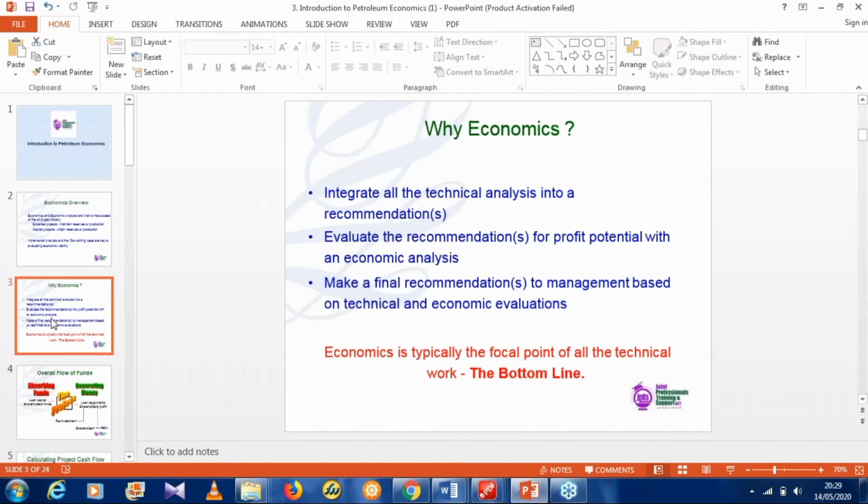Then we also have to make a final recommendation to management based on technical and economic evaluation. Economics is typically the focal point for all technical work and development. Now, what do we mean by that? All technical work, no matter how complex or how simple they might be, economics remains the focal point. Eventually, we want to look at what is the cost of this, what benefit do we have. That's what I meant by the cost benefit analysis.